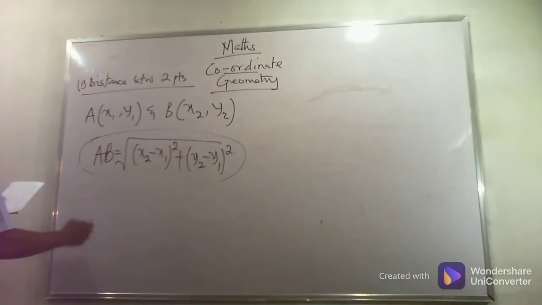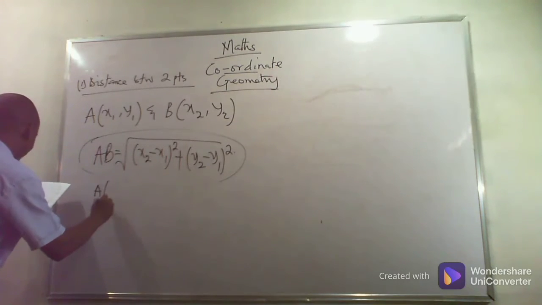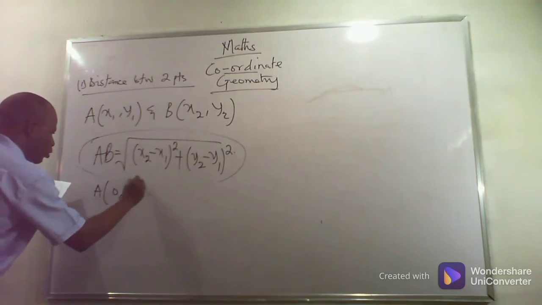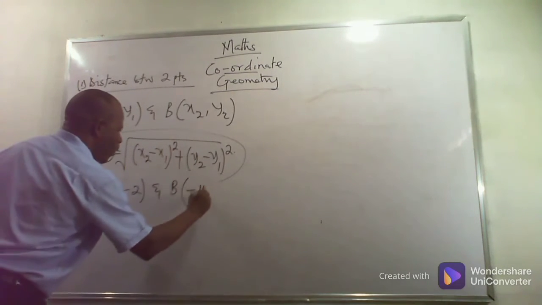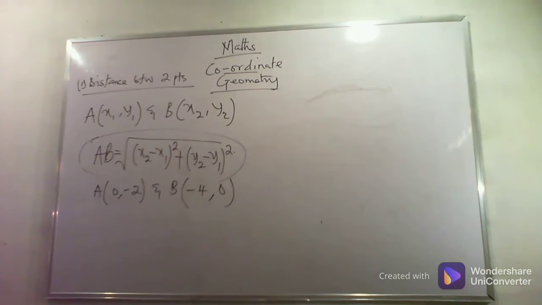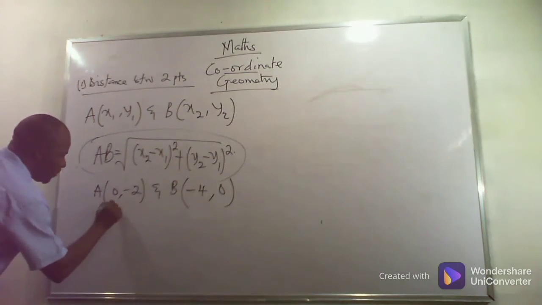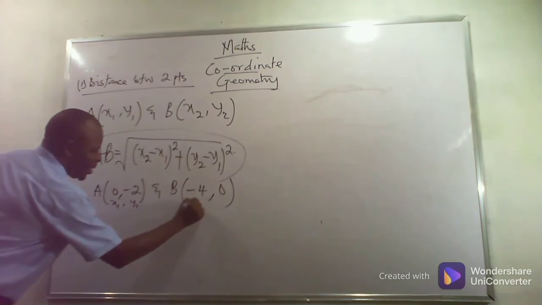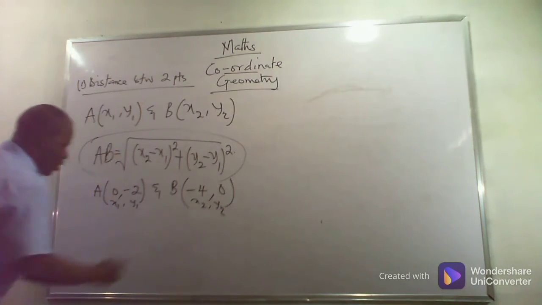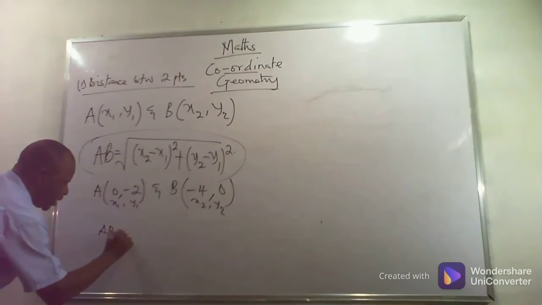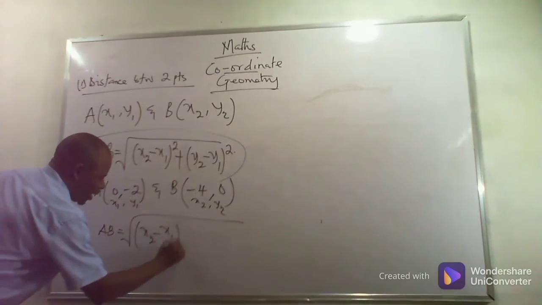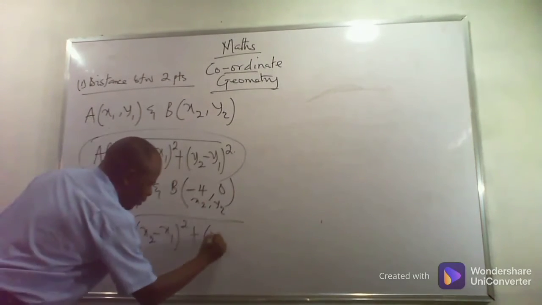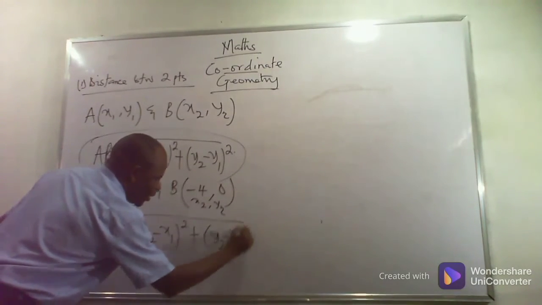So number 3 says, find the distance between point A (0, -2) and point B (-4, 0). That is what the question says. Distance between A and B, given this, so you have x1, y1, x2, y2. What is the formula? AB equals square root of (x2 minus x1) squared plus (y2 minus y1) squared.